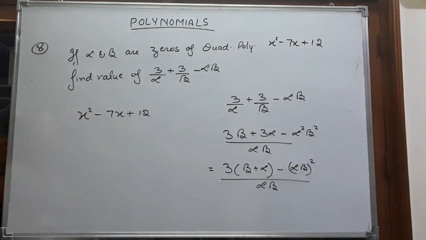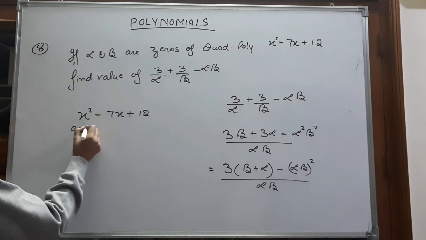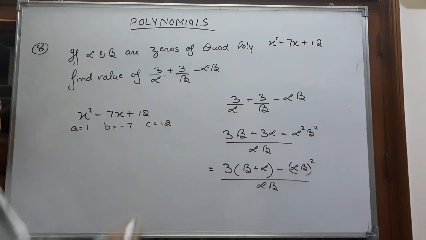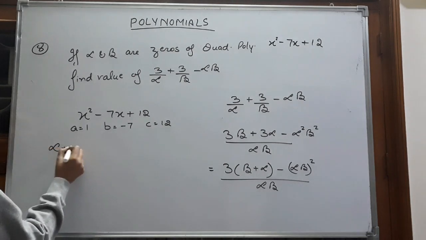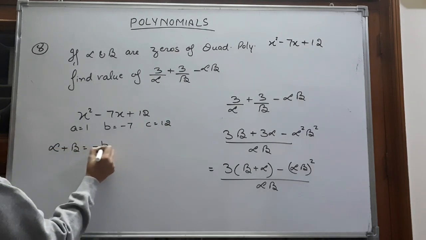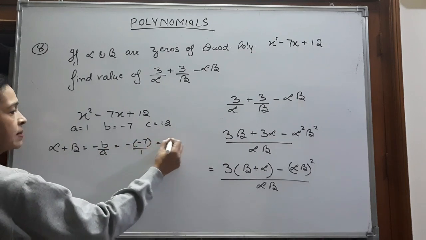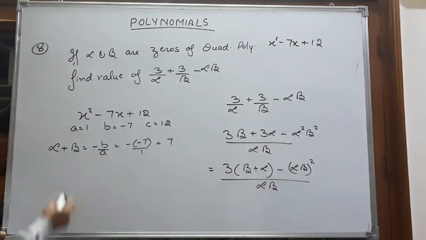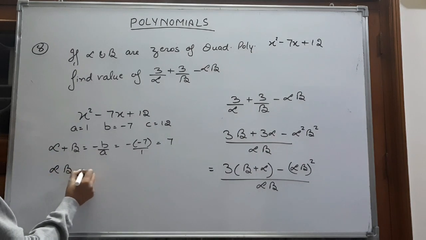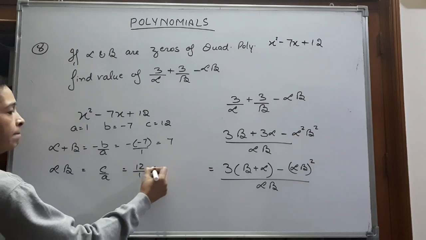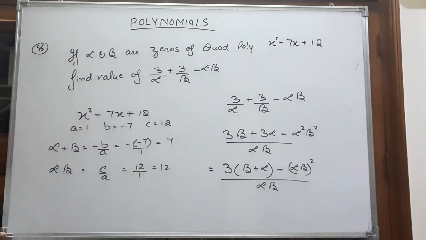Now, back to our polynomial. What is A in this case? 1. What is B? Minus 7, and C we have 12. What is the sum of zeros? Alpha plus beta is minus B upon A, that is minus of minus 7 by 1, which is 7. What is the product of zeros? Alpha into beta is C upon A, 12 by 1, 12.